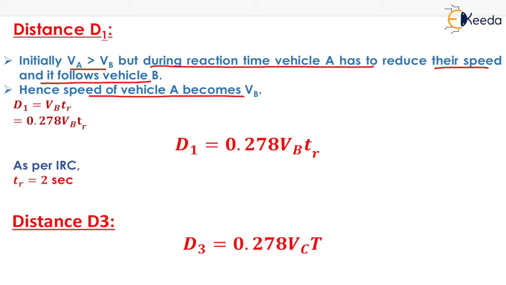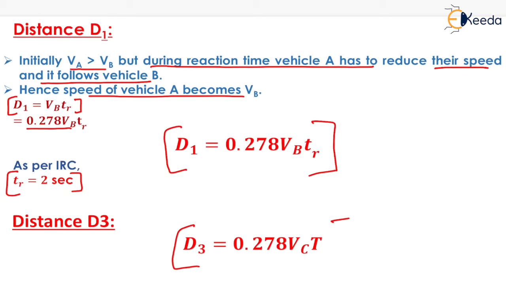So D1 will be equal to VB into TR, but by this formula we will get D1 in kilometers, and we want the answer of D1 in meters, so we need to multiply by 0.278: D1 equals 0.278 VB into TR. As per the Indian Roads Congress, for overtaking sight distance, the reaction time is equal to 2 seconds only. Now the distance D3 traveled by vehicle C will be equal to 0.278 VC into capital T, which we had already seen.